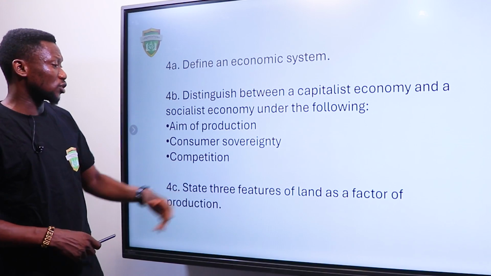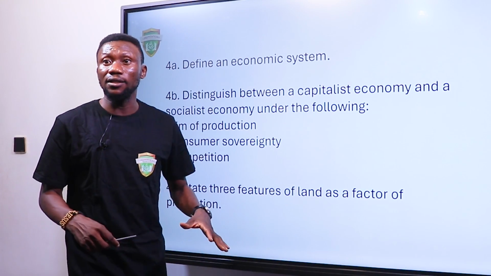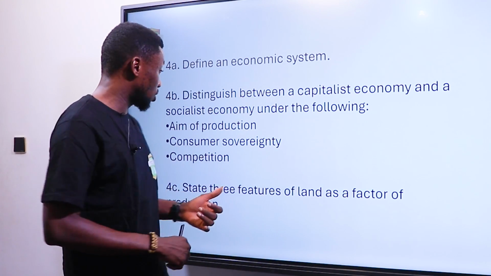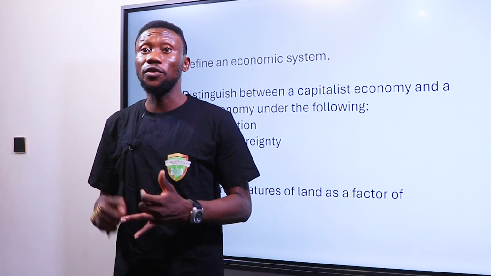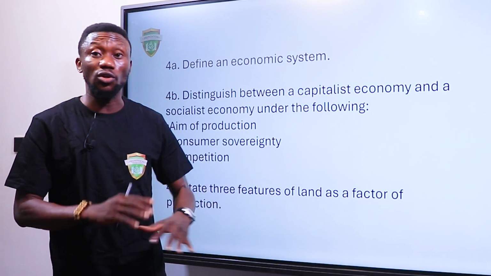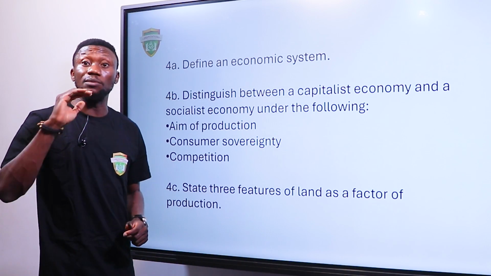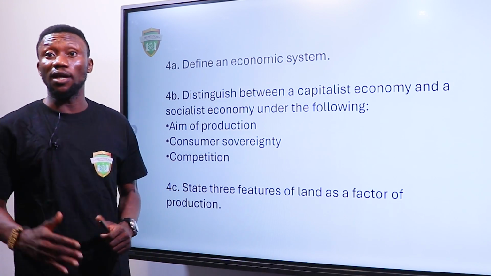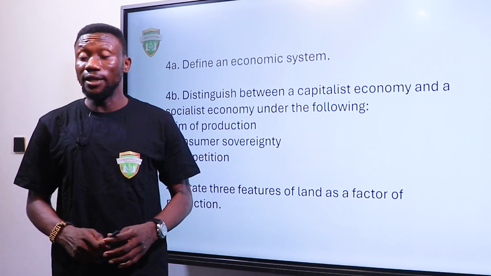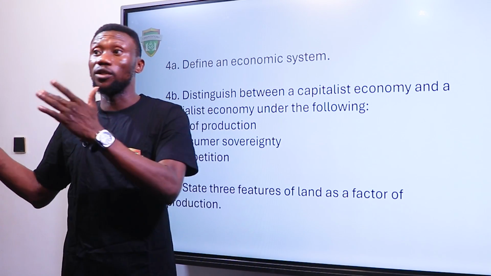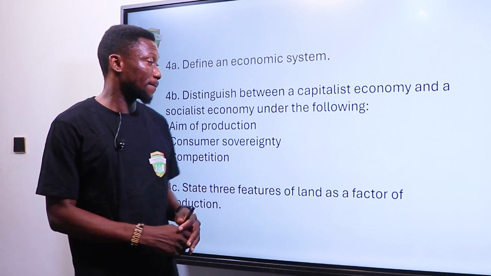So let's say 3 features of land as a factor of production. Land is a free gift of nature. Land is fixed in supply. Land is all natural resources we have in society. And land is immobile. If your dad buys a piece of land in Butzape, for example, he can't move that land all the way to maybe Dogongada.